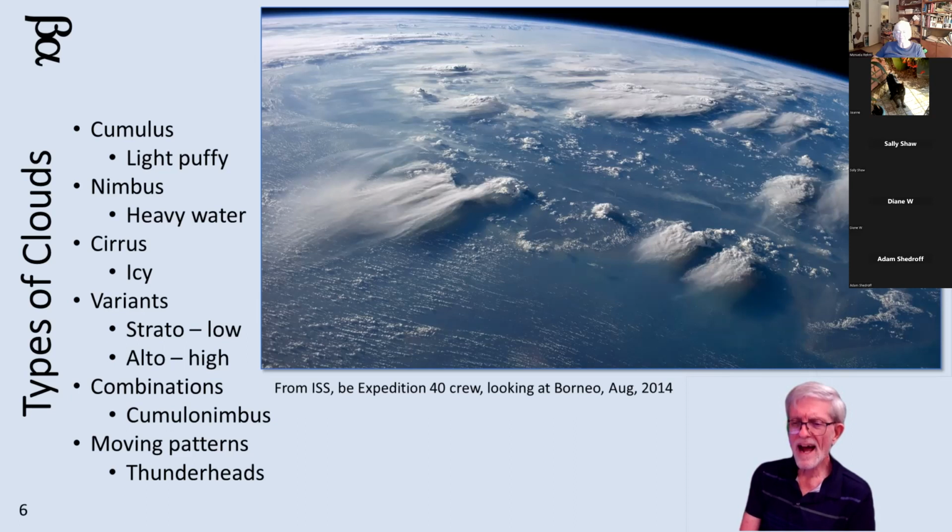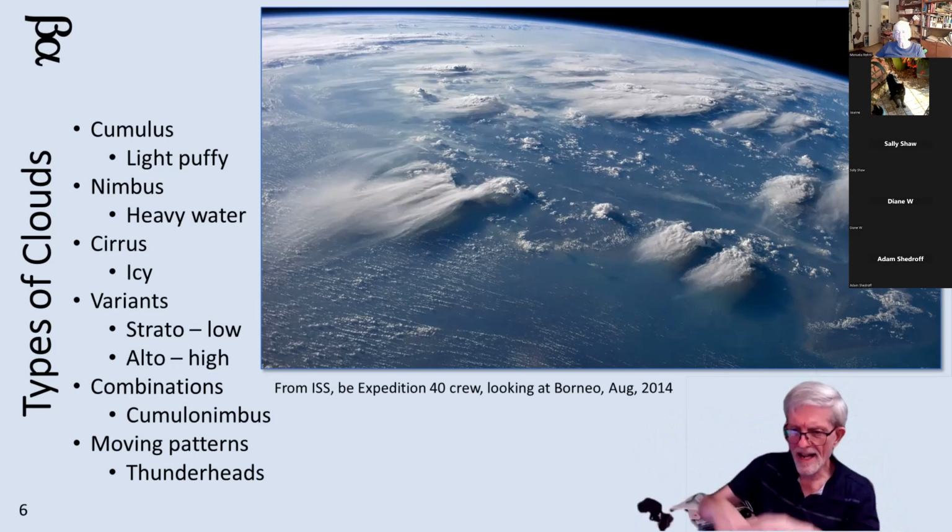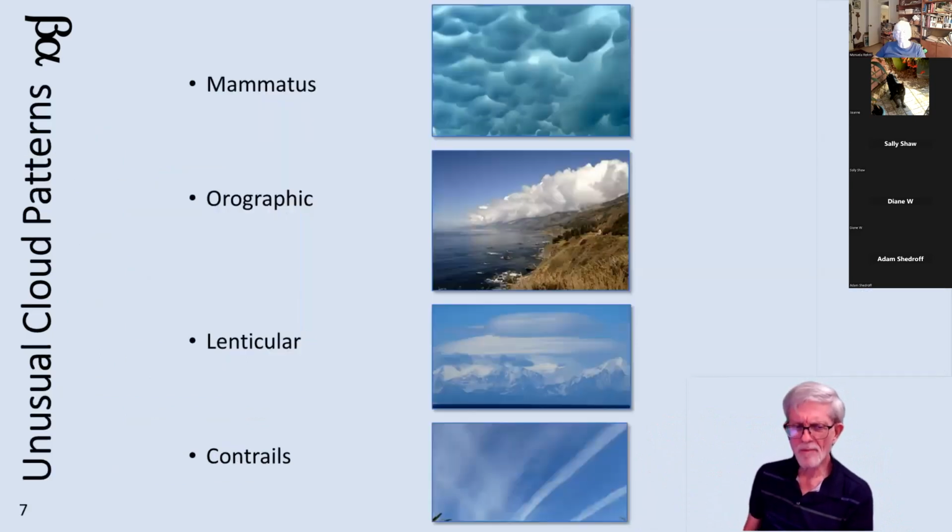And then you have moving patterns of clouds. So you might have nimbus or cumulus clouds, but they're getting pressed together and moving in on an area, and that's where you get thunderheads. But then you have the oddball cloud formations. So mammatus, that's like real angry skies. It's essentially cumulus clouds that are being pressed together and they get bumpy on the bottom.